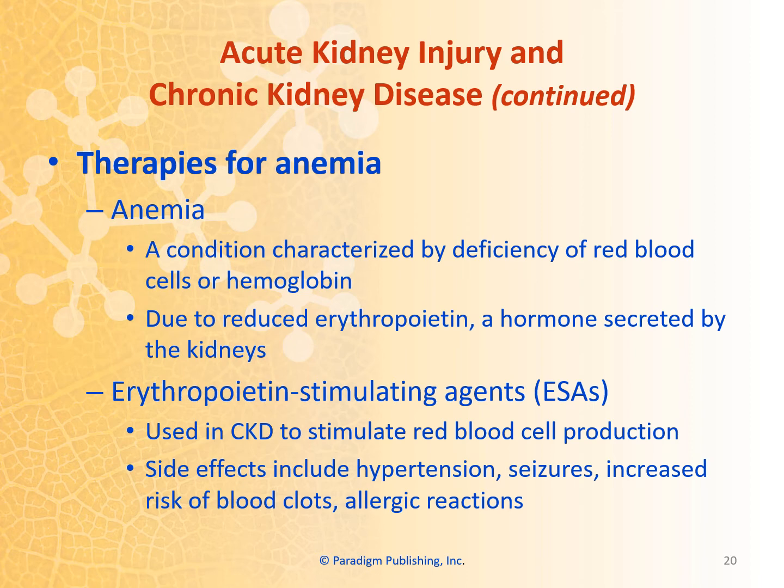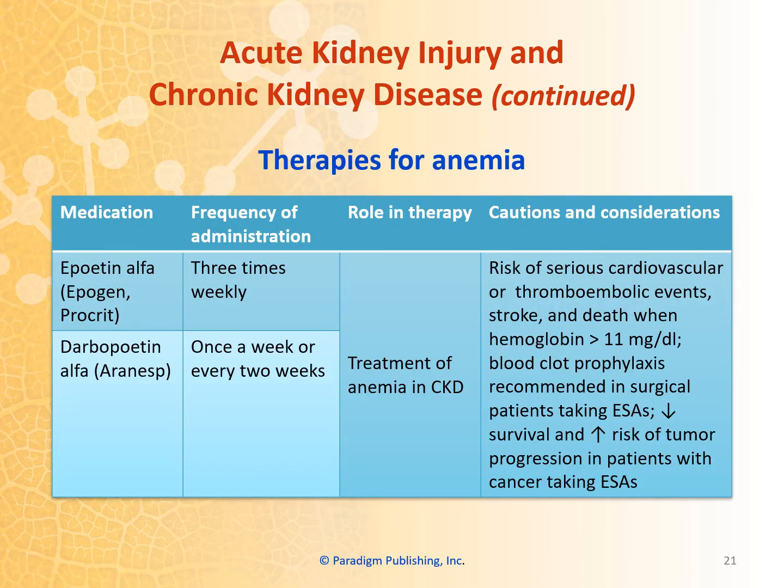Therapies for anemia. Anemia is a condition characterized by deficiency of red blood cells or hemoglobin, and is due to reduced erythropoietin, a hormone secreted by the kidneys. Erythropoietin stimulating agents are used in CKD to stimulate red blood cell production, and side effects include hypertension, seizures, increased risk of blood clots, and allergic reactions. Epoetin alfa, or Procrit, and darbepoetin alfa, Aranesp, are often used. They're usually given 3 times weekly or once a week to every 2 weeks.